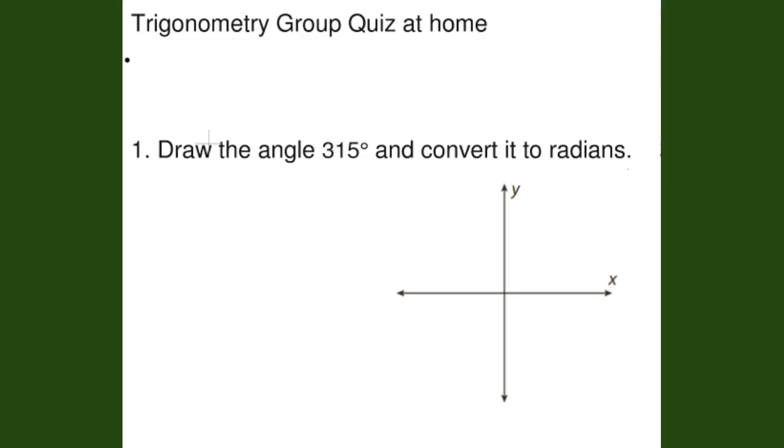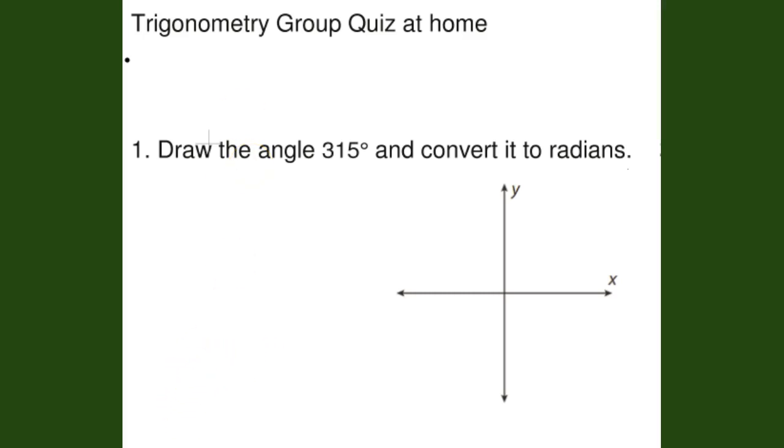All right, this is the group quiz at home, which is really the practice test for the last unit of the year. So just follow along. I'll give some good hints of what's going to be on the test as we go through this. So first, draw the angle 315 degrees and convert it to the radian measurement.